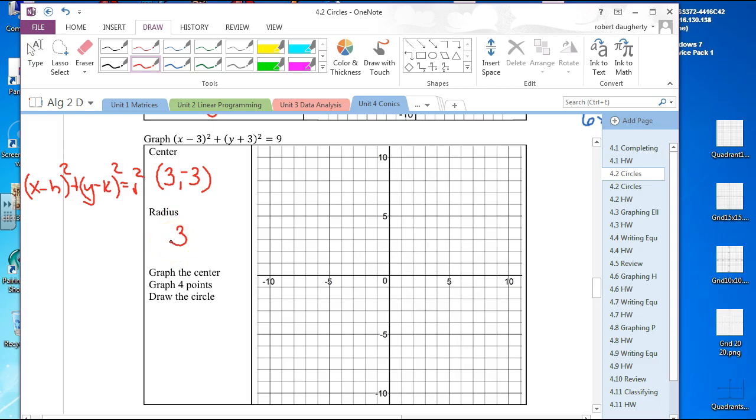So all I need to do is just graph the center. Let's go find 3, negative 3. That's this point right here. If the radius is 3, 1, 2, 3, 1, 2, 3. Now I have points with which to draw this particular circle. There we go. So the circle centered at 3, negative 3 with a radius of 3.